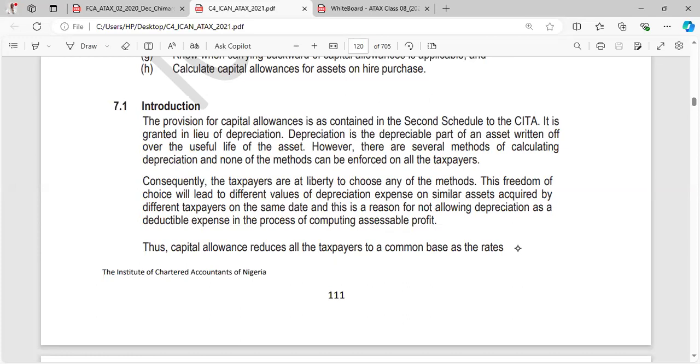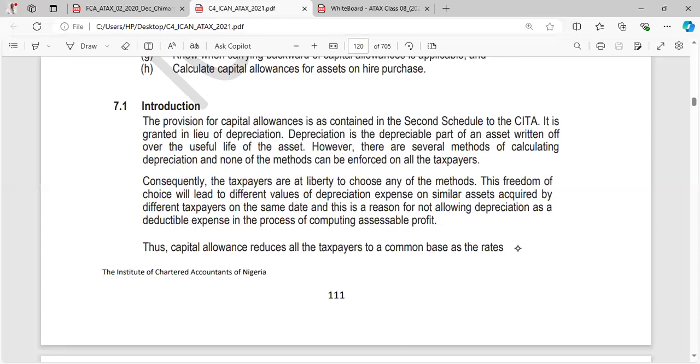So depreciation is an estimate. None of the methods of depreciation is enforceable on the taxpayer. I've said one of the reasons is different values for the same asset. Consequently, taxpayers are at liberty to choose any of the methods. So there will be no uniformity when one chooses the straight line method and the other chooses the reducing balance method.